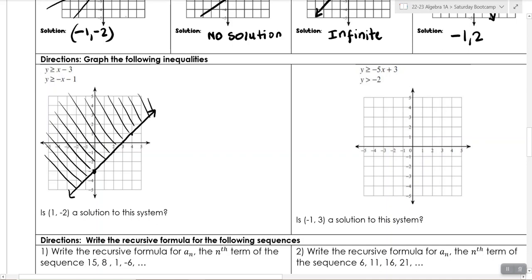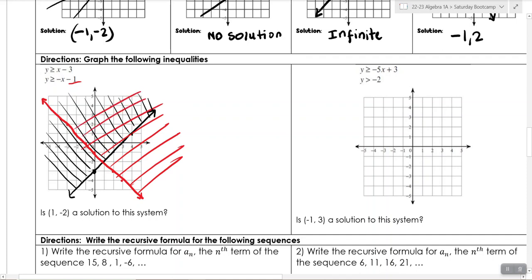All right, let me change the color on this. This one has a y-intercept of -1, and the slope is -1, so drop 1, run 1. All right, this one also has an equal sign, so it is going to be a solid line. And it says greater than, so the shading is going to happen this way.